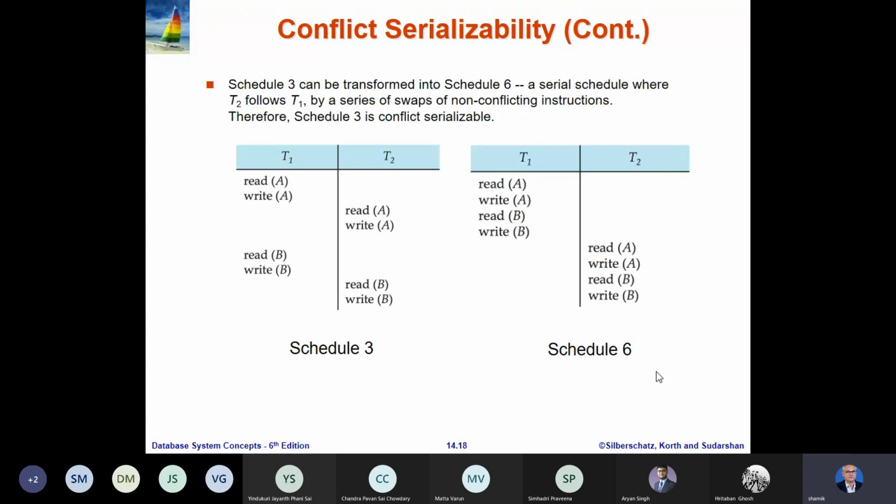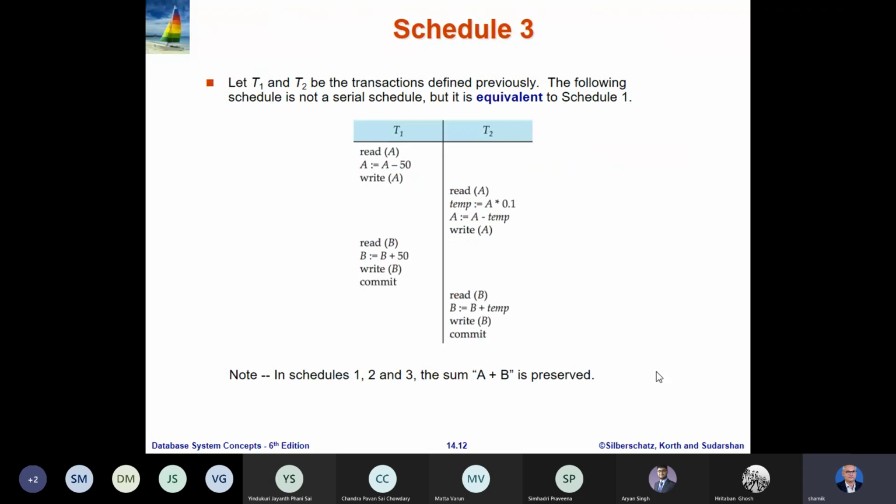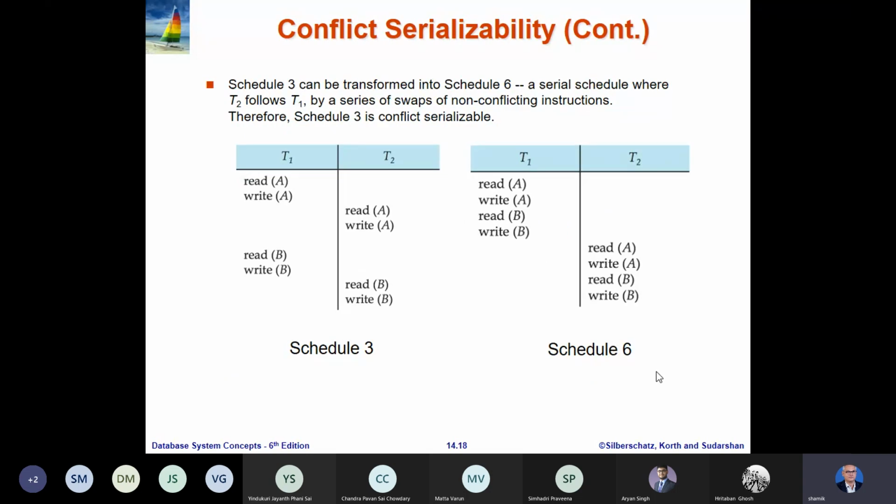So let us see some examples. If you remember, we had schedule 3, and I am just defining it once more for your convenience. This is schedule 3 and we have removed everything other than the reads and writes. Schedule 3 was read A, write A, read A, write A, then read B, write B, read B, write B. Now you see that T2's read A, write A are operating on A and T1's read B, write B are operating on B. So I can move this read A and write A below read B and write B. That is what we mean by this swapping.